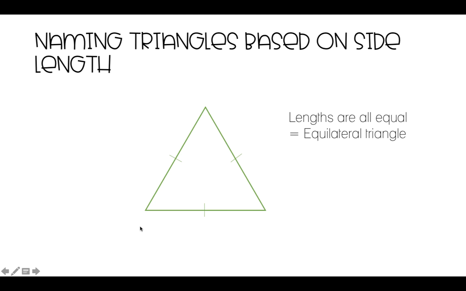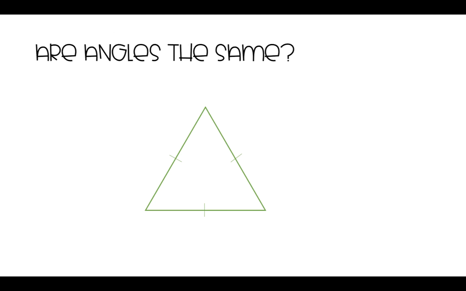Now the other thing with equilateral triangles is that all of the angles are the same. So in equilateral triangles, all angles are 60 degrees. If all three lengths are the same, all three angles are the same.